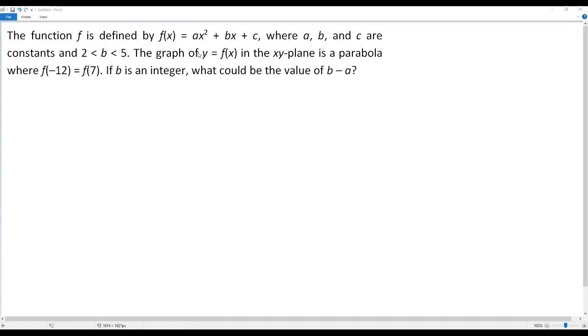Here we have a SAT math problem. Okay, let's go to the question. The function f is defined by f of x equals ax squared plus bx plus c, where a, b, and c are constants and 2 is less than b, which is less than 5.